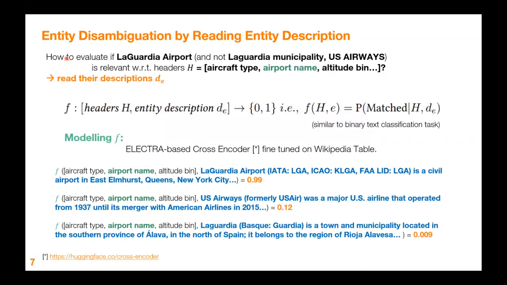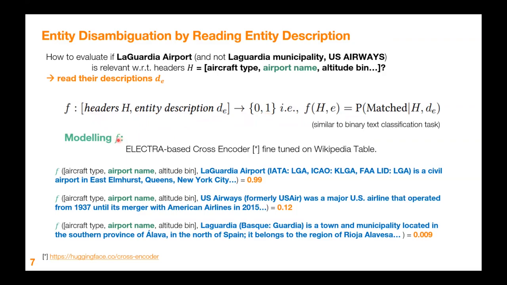So, how do we know if LaGuardia Airport is relevant with respect to the headers aircraft type, airport name, altitude? One solution is to read the description and try to understand it. For example, LaGuardia Airport is a civil airport in East Elmhurst, Queens, in New York City. And we formulate the problem as a binary text classification task, where we take as input the header and the entity description, and we output a value between 0 and 1, indicating the relevance of the entity with respect to the header.